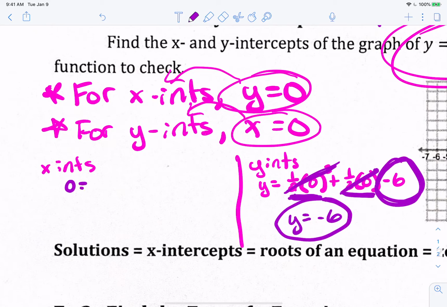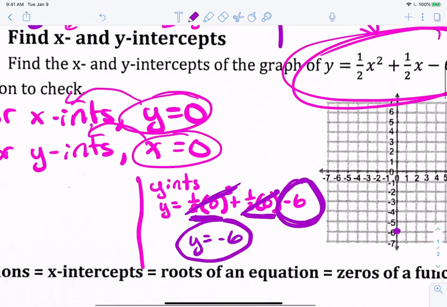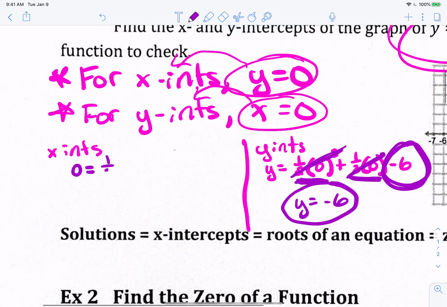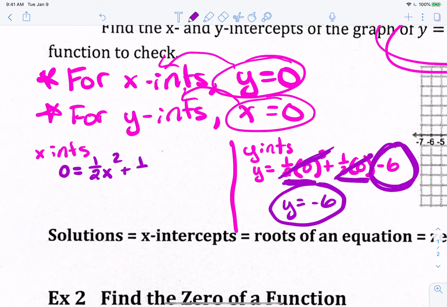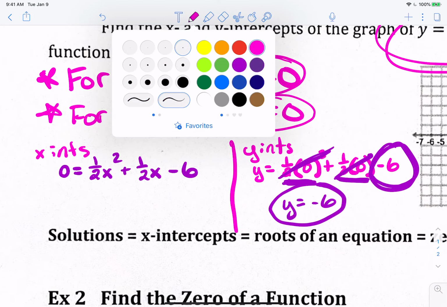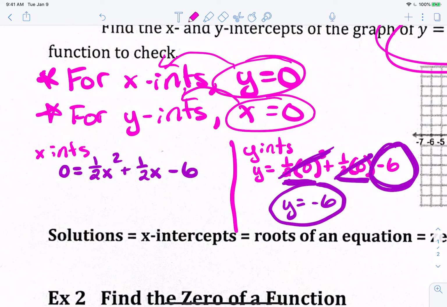So I'm going to do 0 equals. I'm rewriting this equation up here, but y is going to be 0. It's 1/2 x squared plus 1/2 x minus 6. Okay, that is so disgusting. We hate fractions. How can I get rid of the 1/2s?